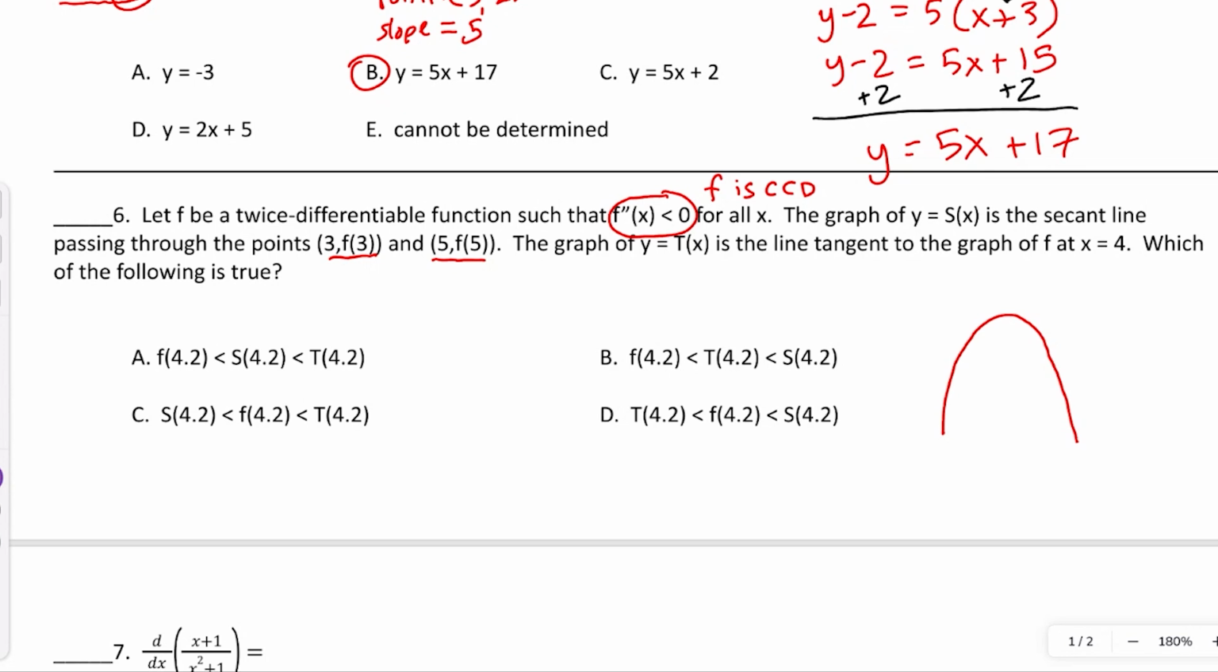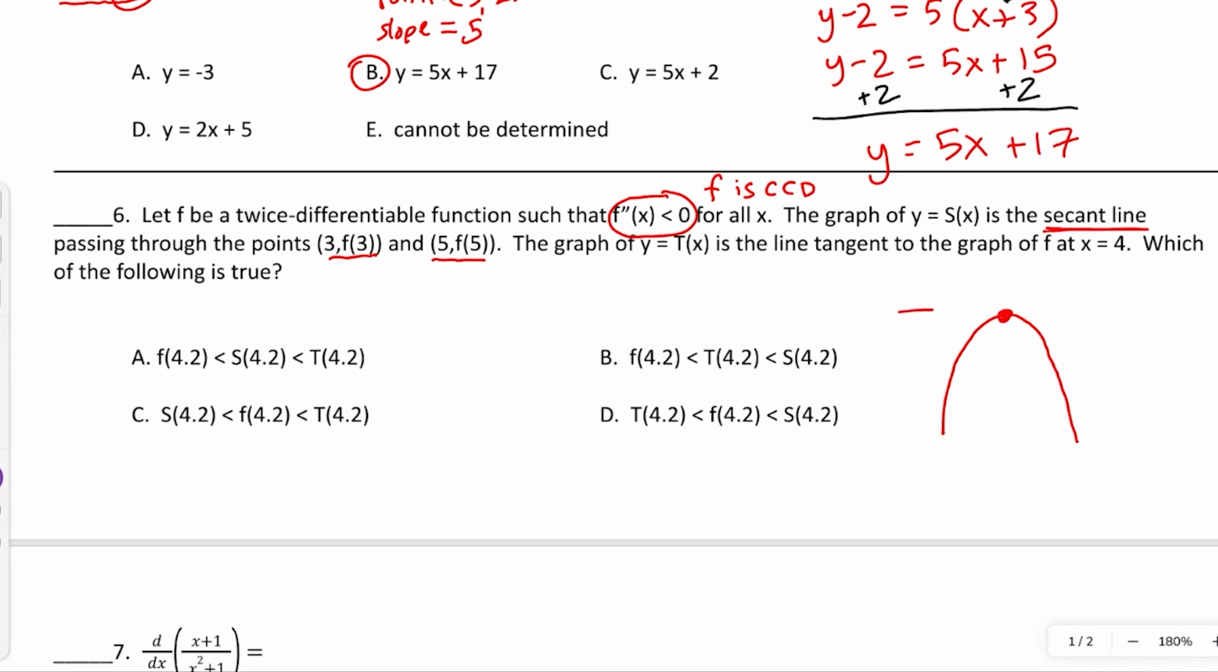I'm not saying that this is for sure what the graph looks like, but we can sketch any concave down curve and should be able to get the right answer here. So what we have is first a secant line, as opposed to a tangent line. Let me maybe draw the tangent line first, since we do that more often.